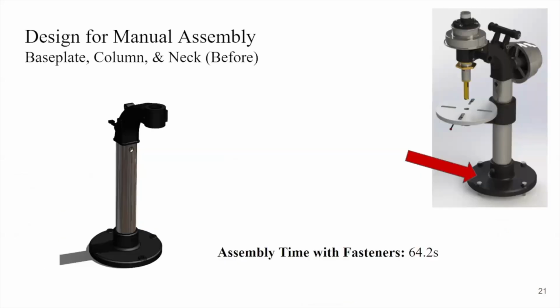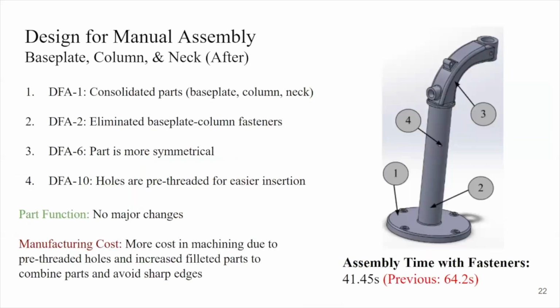Starting with the base plate, column, and neck, it took 64.2 seconds to assemble. We improved the design for manual assembly by consolidating the base plate, column, and neck, and we also eliminated the fastener that attaches the column to the base plate. We also removed some parts that were unimportant to the function to make the part more symmetrical. The holes in the middle of the column were also pre-threaded for easier insertion.